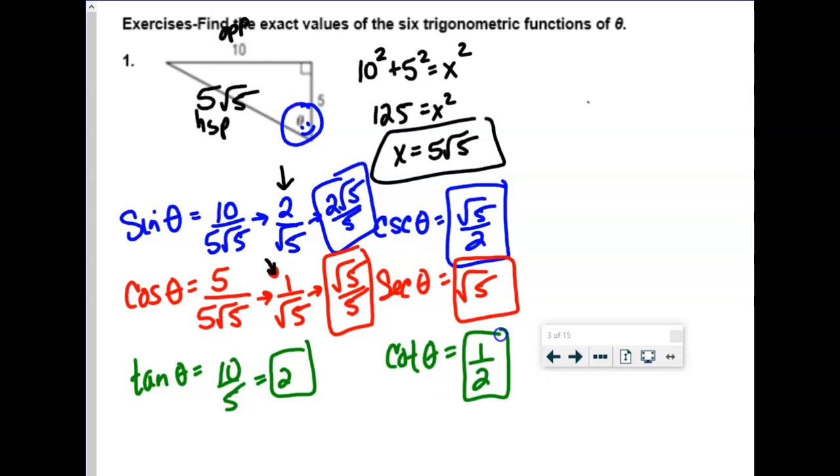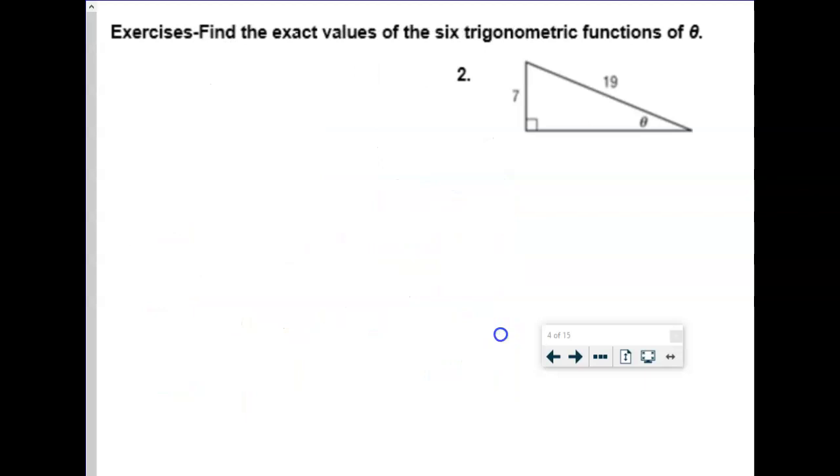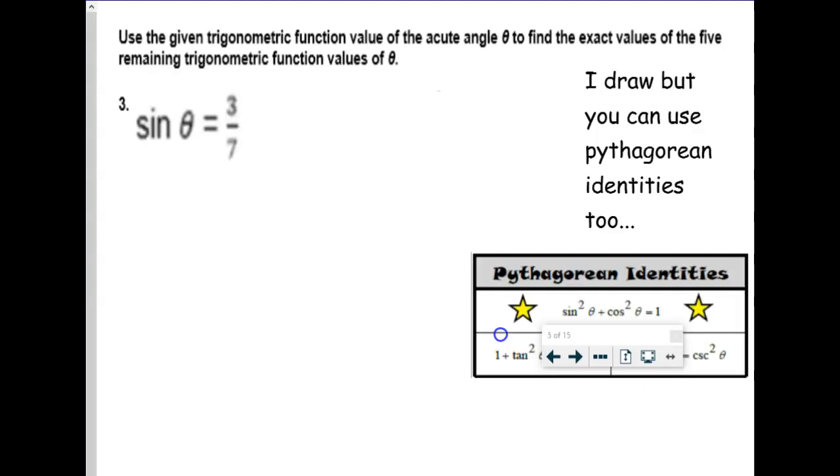All right, moving along. Well, lovely. Let's look at number 3.